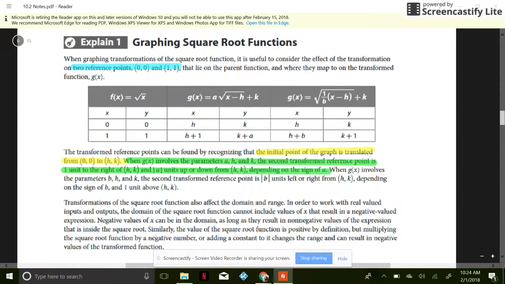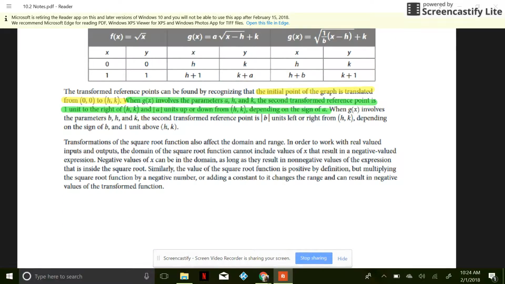So when we want to graph these square root functions, we're going to use a couple of reference points. When graphing, it's useful to consider the transformation on 2 reference points, (0, 0) and (1, 1), that lie on the parent function. The transformed reference points can be found by recognizing that the initial point of the graph is translated from (0, 0) to (h, k). So the original starting point is telling you where you're shifting left, right, up, down. When g of x involves the parameters a, h, and k, the second transformed reference point is 1 unit to the right of (h, k) and a units up or down.